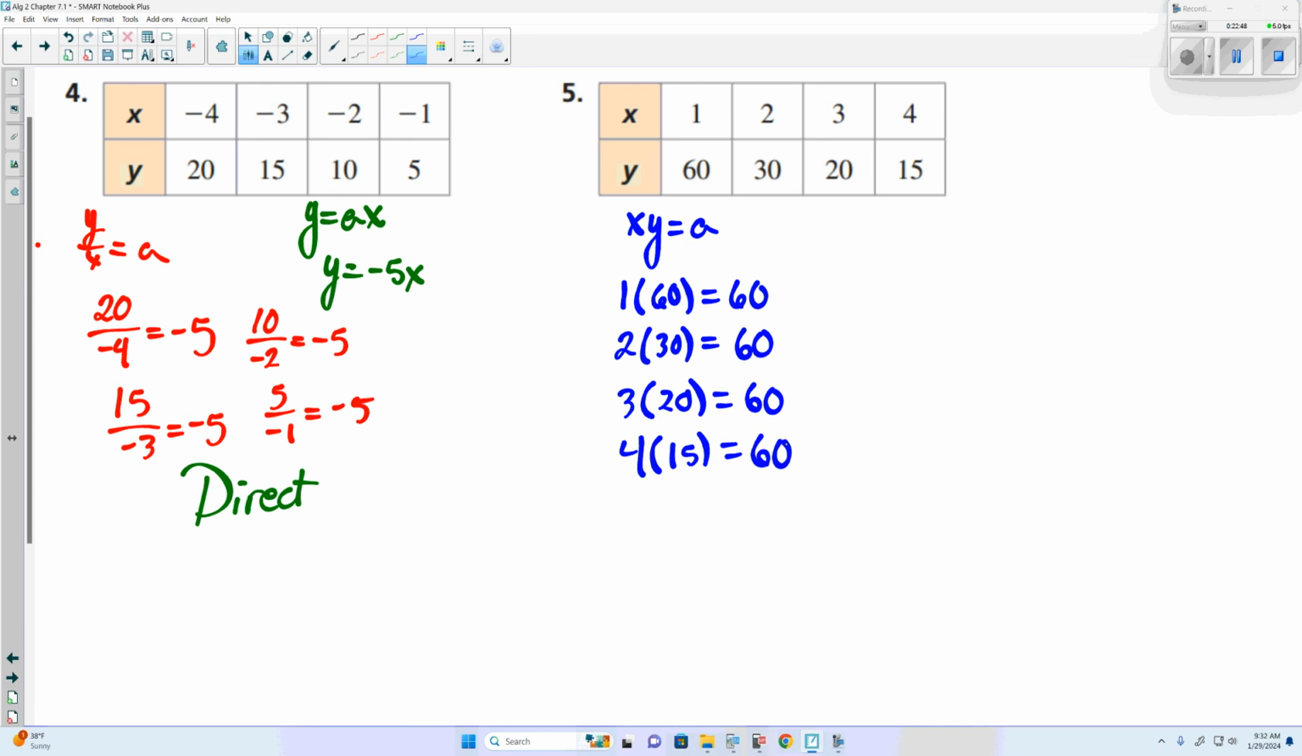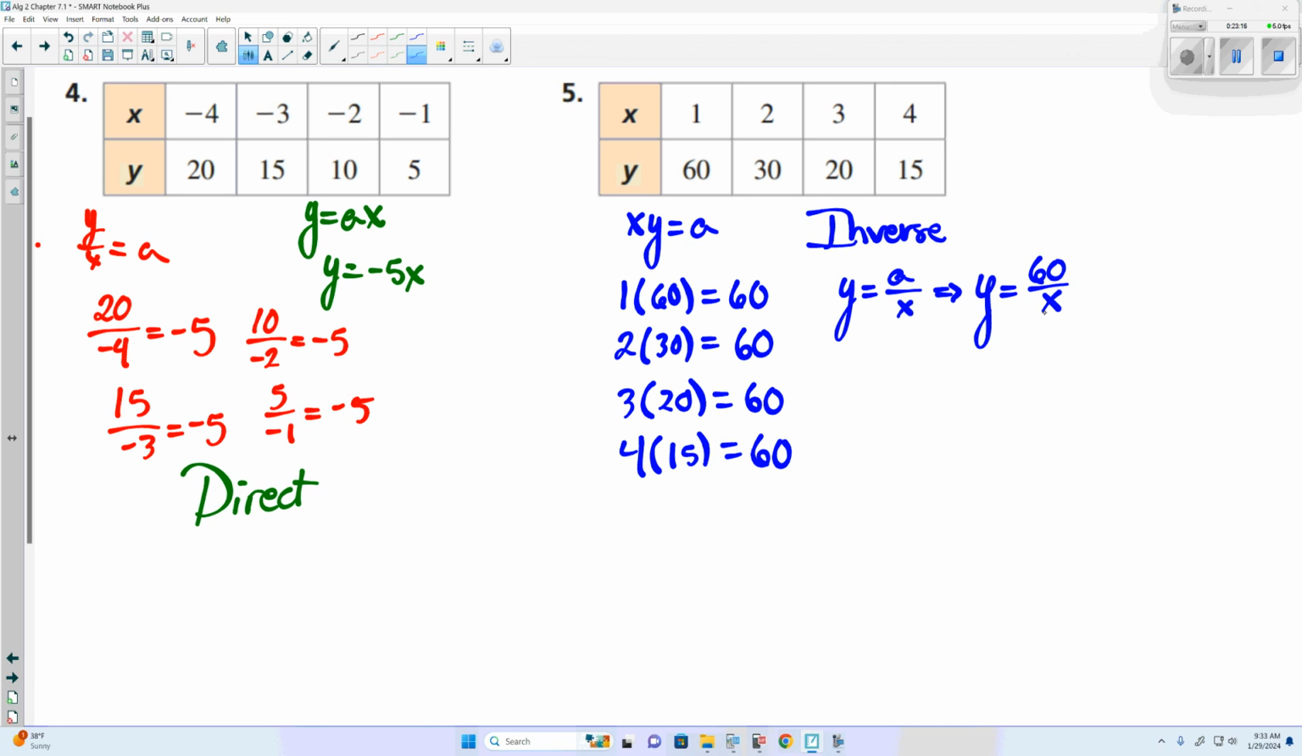So does that give us the same amount each time? So we can say that this is inverse. And if we wanted the equation y is equal to a over x, well, this one here would be y is equal to 60 over x, because that's our value of a. A was 60, that's our constant amount we get each time. And the equation would be y equals 60 over x.